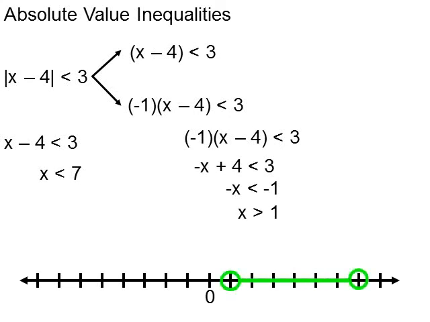So in this case, that's what the solution looks like. It's less than 7, so you start shading to the left. It's greater than 1, so you start shading to the right, and you'll see that this is an AND inequality with a shading that goes in between the two.